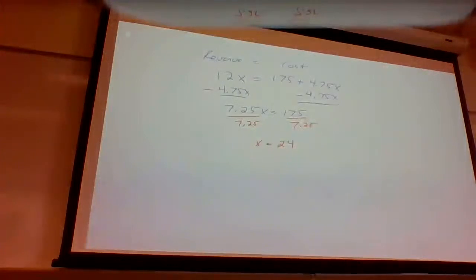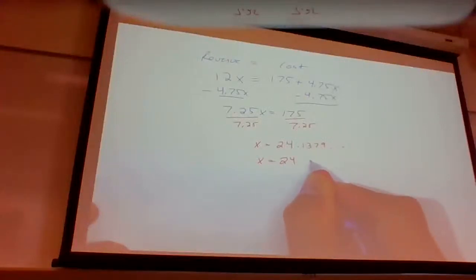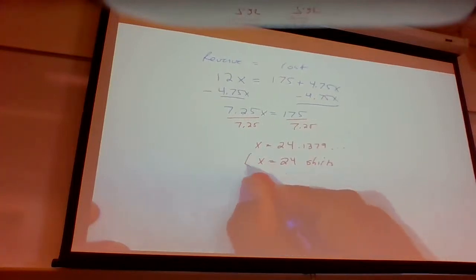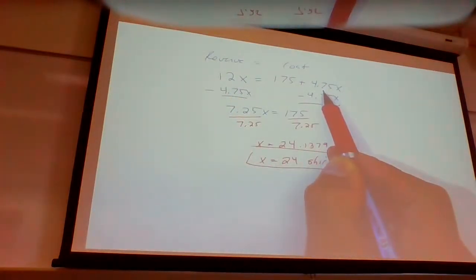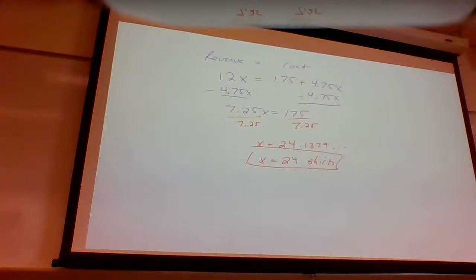Factors are decimal. Okay, if we divide, we get 24.1379. So basically 24 what? Well, it is 24 shirts. Well, we're going to do 25. It would be a little under, but around 24 or 25, 25 we definitely get it covered, but around 24. Okay? So if I graph these, this would be a line, this would be a line, and where would the two lines cross? At about 24 shirts.